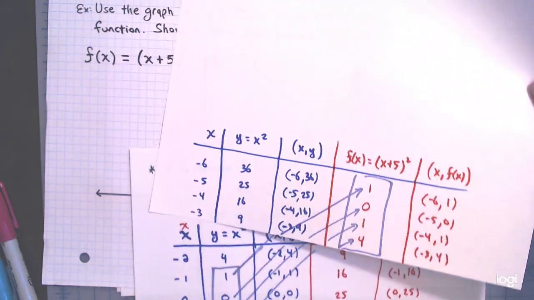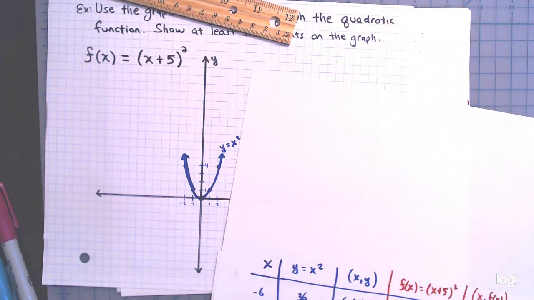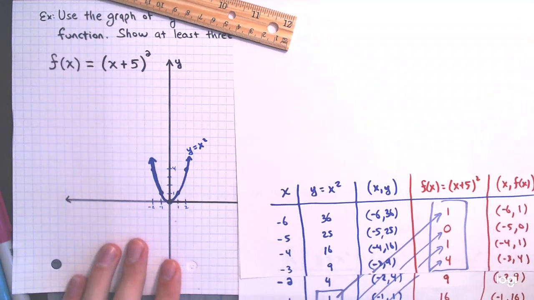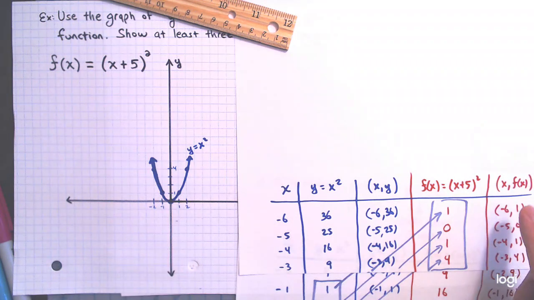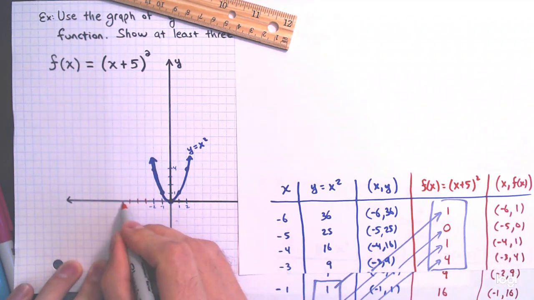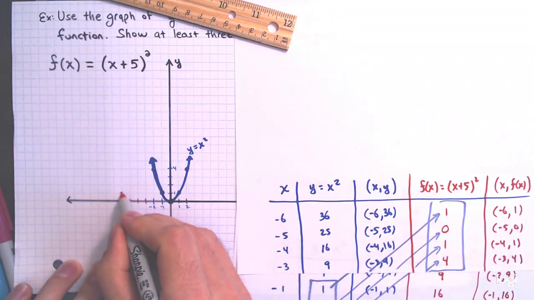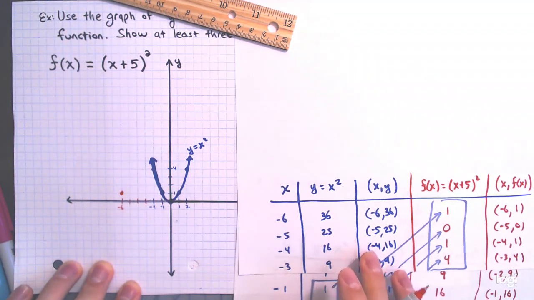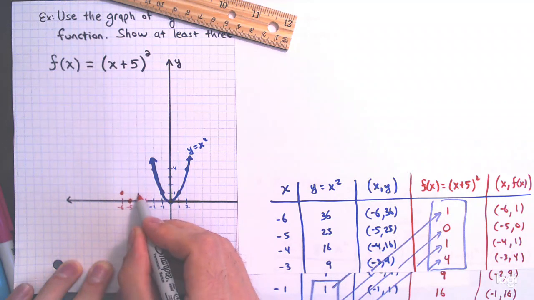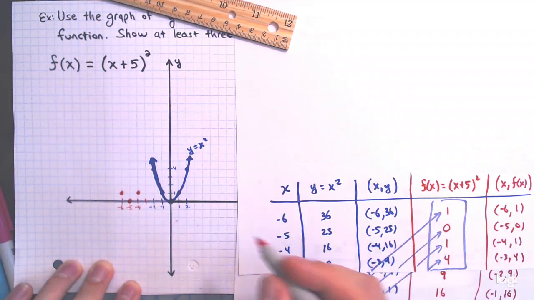All right, so let me plot some of these points now. I'm going to again plot some of the reds here. Again, these points here, the f of x on the far right there, for f of x equals x plus 5 squared, I'm going to plot these in red. So we have the -6, 1. There's -6 on the x, 1 on the y. There's that location. And -5, 0. Right, -5 on the x, 0 on the y. There's that location. -4, 1. There's that location. -3, 4.